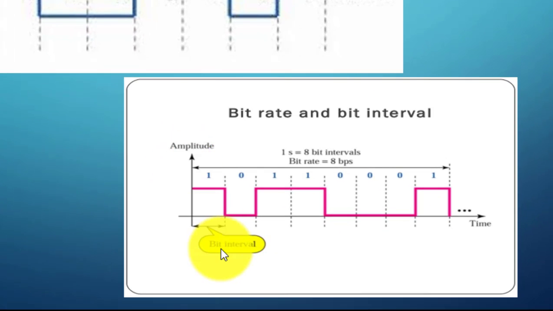Now the time taken to transfer one particular bit is called a bit interval. That means when you look at this picture here, I am transmitting 10110001, which means that I need 8-bit intervals to transfer this particular data in 1 second. So 1 second will basically comprise of 8-bit intervals. So I can say the bit rate is 8 bits per second.